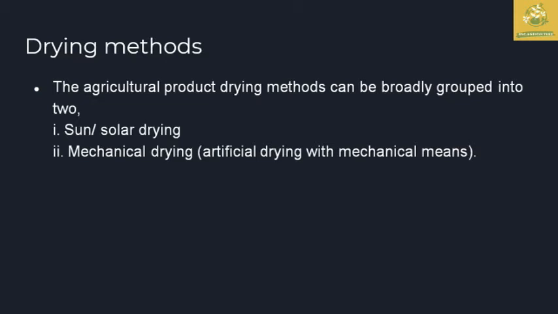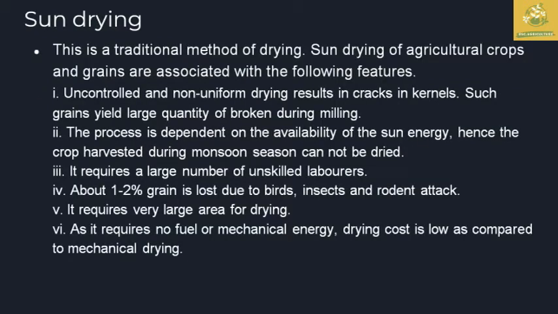The first one is sun drying or solar drying, which is a natural one, and the second one is mechanical drying, where artificial dryers are used. First I am going to tell about sun drying, which is a traditional method where the agriculture crops are placed in fields as well as on mosaic concrete floors, so that they can be dried through the natural power of the sun.